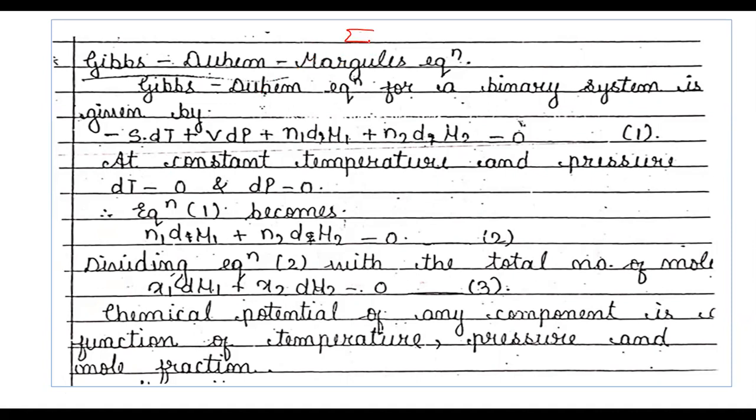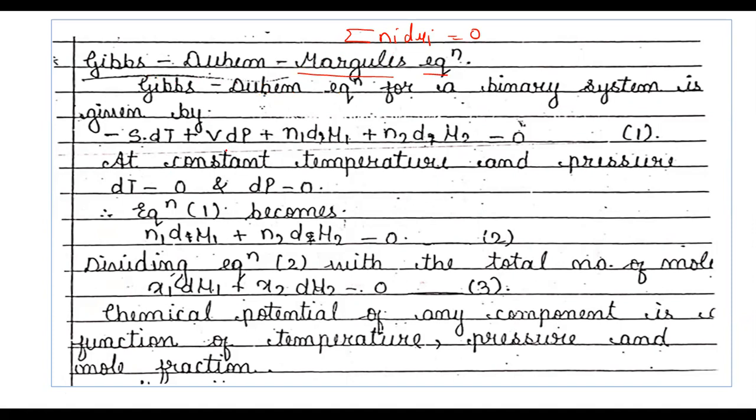You can see this equation: summation of Ni d mu i is equal to 0. So this is the Gibbs-Duhem equation. Now with the help of this Gibbs-Duhem equation, we are going to derive the Gibbs-Duhem-Margules equation. So let us start to derive this equation.